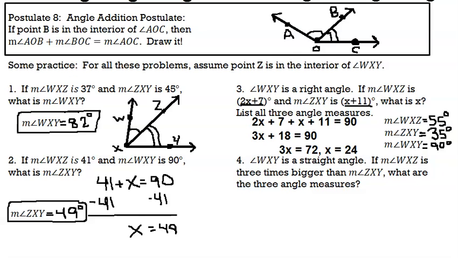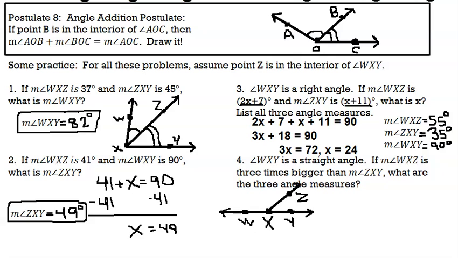All right, let's do this last one. WXY is a straight angle. So this one I'm going to have to draw again because it's going to be a little bit weirder looking. WXY is a straight angle. Now, I already brought this up. If an angle is a straight angle, it is 180 degrees. WXZ is 3 times bigger than ZXY. So I'm going to throw Z way up here, and then I am going to connect them like that.